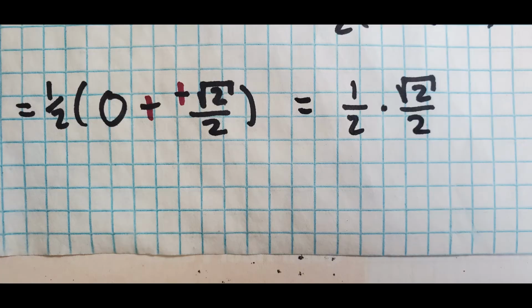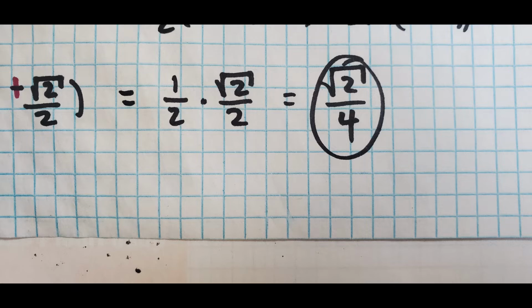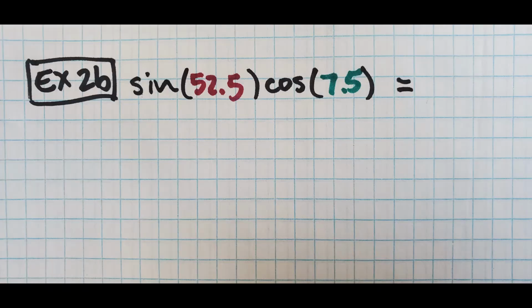The 2's multiply, and you get a 4 on bottom. So that's what we have for that one. Okay. Next one, it's pretty much the same thing. We have sine times cosine. Find that on your sheets.